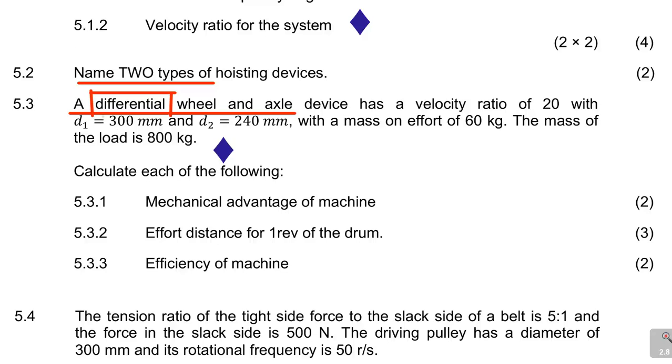Alright, now they are saying here a differential wheel and axle device has a velocity ratio of that. The diameter 1 is that, diameter 2 is that, with a mass on effort of 60 kg. The mass on the load is 800 kg. Now calculate each of the following. You know, sometimes let me just do this. There is a question, actually, maybe just to say, that was actually asking students to draw the differential wheel and axle. It was not complicated, but it will help you to see how this was answered. If I can just quickly sketch that.